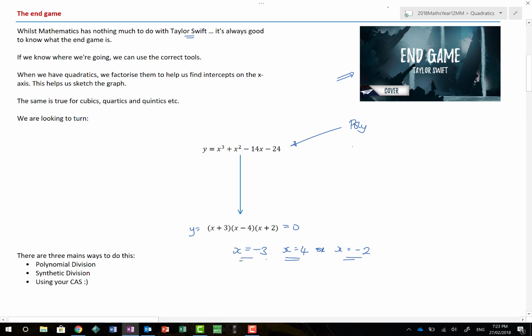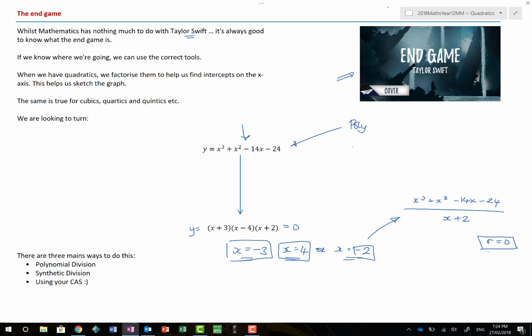Now, just think about what this actually means. This means that if I put -2 into this equation here, I will get 0 as a result. Likewise, if I put 4 in, or -3, I will get 0 as a result. Now that's actually pretty important. Why? Because this effectively means that if I take x cubed plus x squared minus 14x minus 24 and divide it by x plus 2, my remainder will equal 0. It will divide in a whole number of terms, i.e. it's a factor.